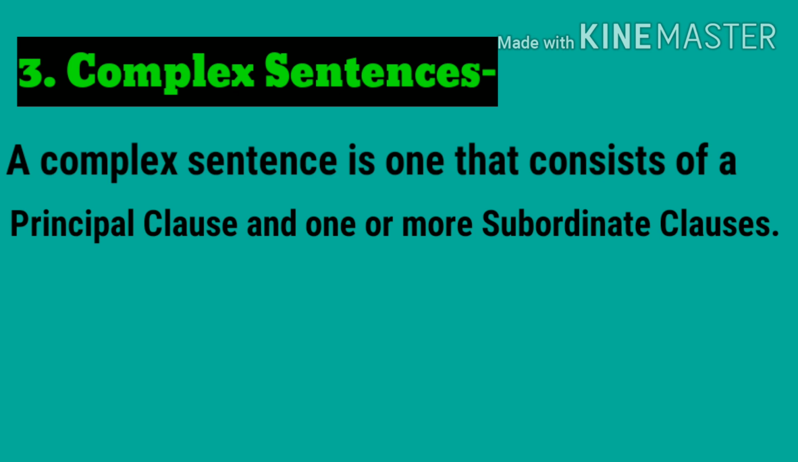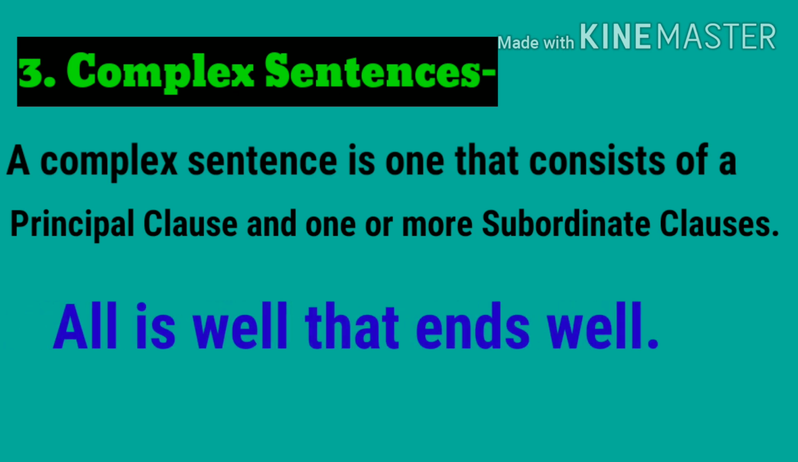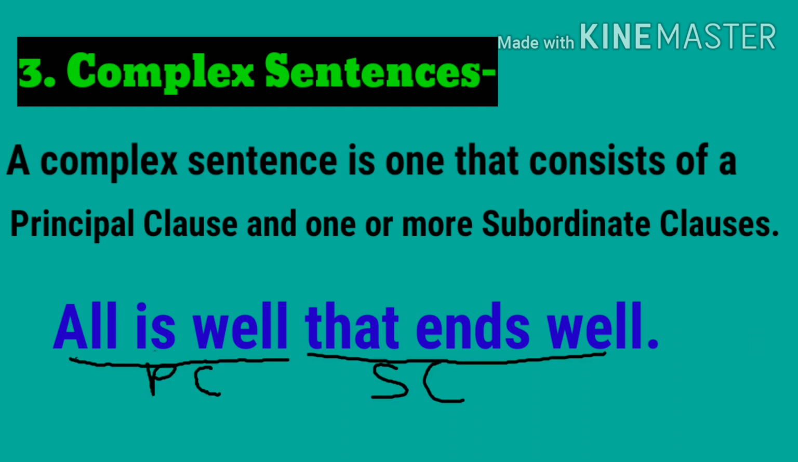For example, all is well, that ends well. All is well, this is principal clause because this can stand by itself. We can write this all is well alone. We can understand the meaning. But look the second part, that ends well. This is subordinate clause because this depends on the main clause, that is principal clause. I hope you have understood till here.